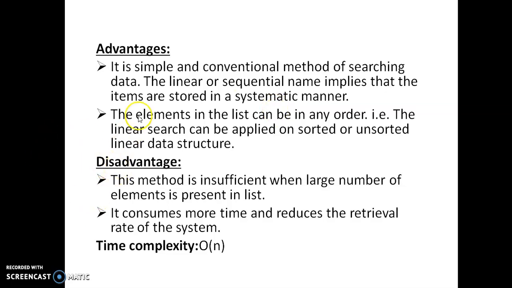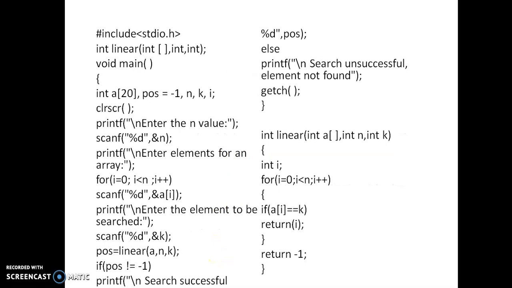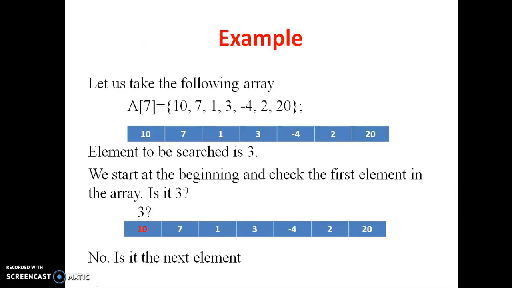Now, the linear search technique is very simple. But the drawback is that this method is inefficient when we have a large number of elements present in the list. For a large number of elements, it consumes more time and reduces the retrieval rate of the system. So the time complexity is O(n). The algorithm and the program I will demonstrate in Turbo C. Before that, let us go through this linear search with an example.